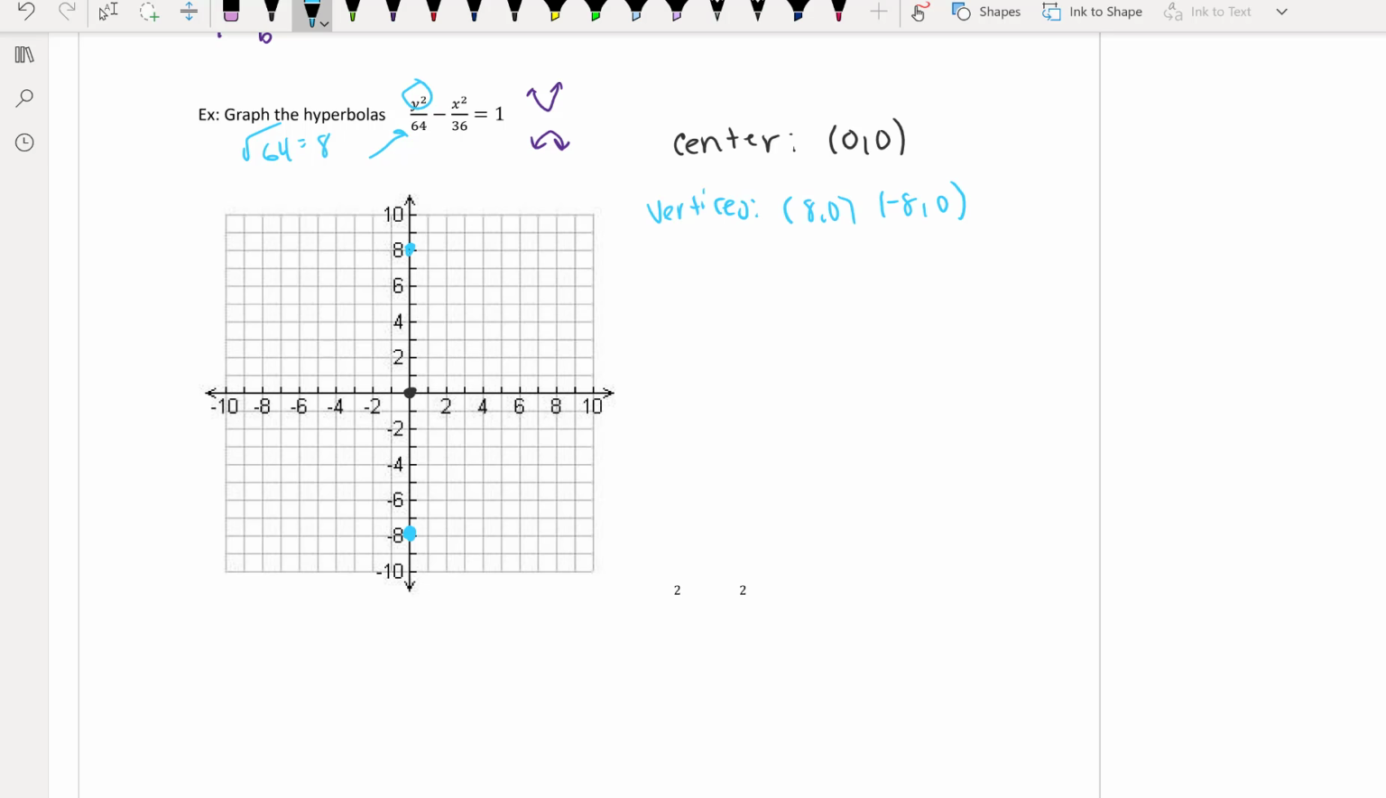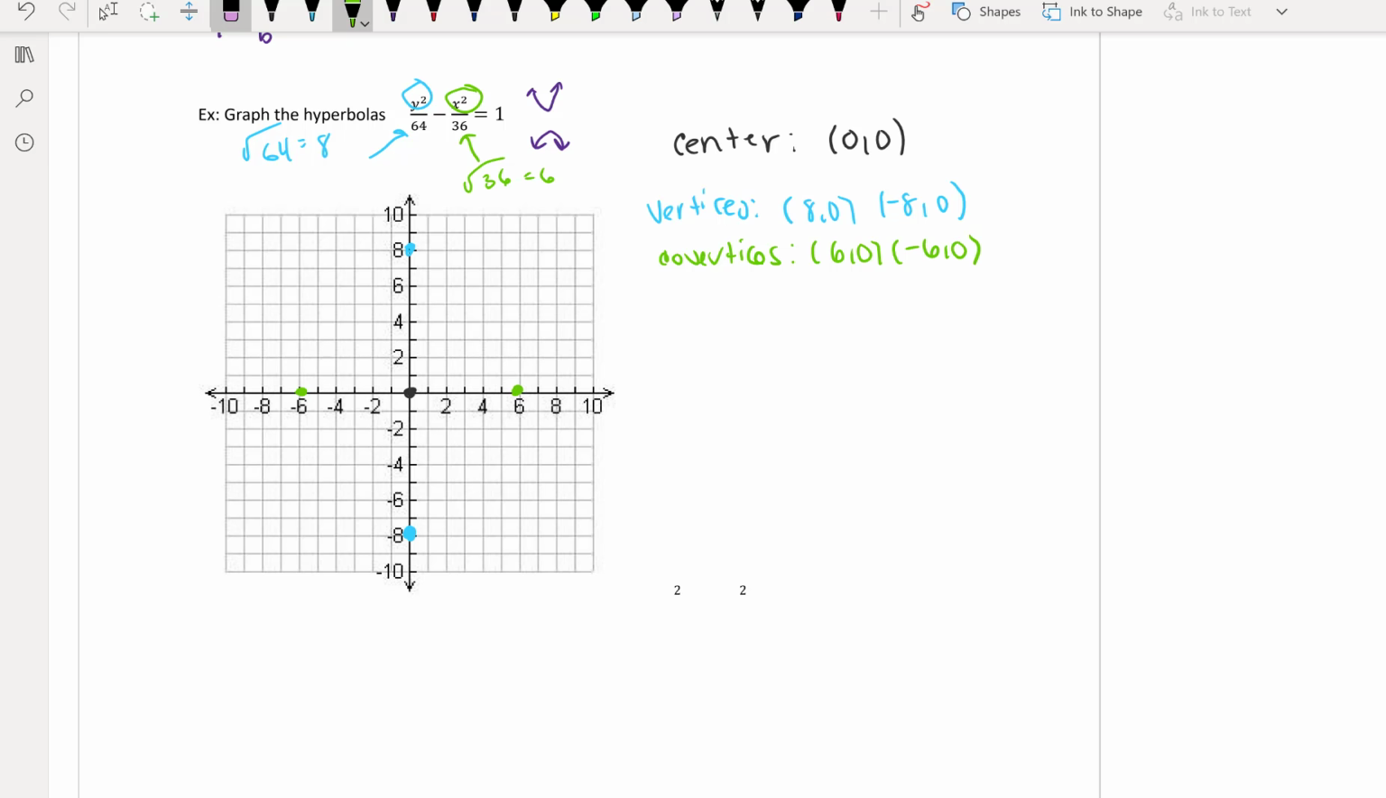Okay? So now let's think about the x-axis. So here along the x-axis I have 36. So the square root of 36 is going to be 6. So because I'm doing the x squared, along the x-axis from the center, I go to the right 6 and I go to the left 6 from that center. So now I know that my co-vertices are going to be 6, 0 and negative 6, 0.